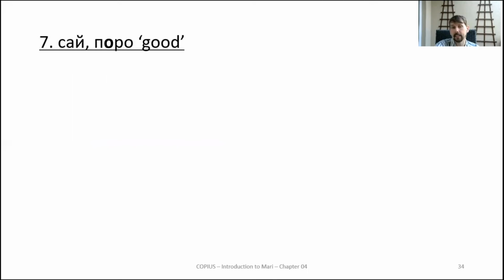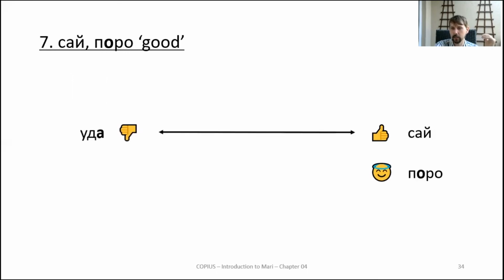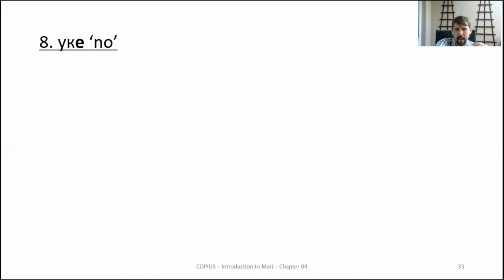We look at the difference between sai and poro, two words meaning good. But sai meaning good more in high quality, and poro meaning good more in ethically good. When you look at the counterparts, then it becomes clear what the difference is. The antonym to sai, good, is uda, bad, and the antonym to poro, good, is osal, evil. Could also be bad sometimes.